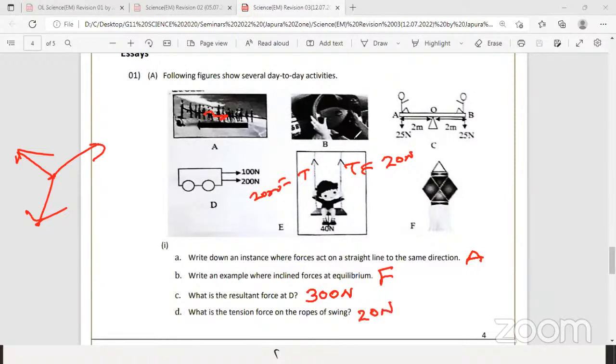Please raise the hand those who got 20 Newton for part D. Right, very good, very good. Then next part, I'll erase the screen.